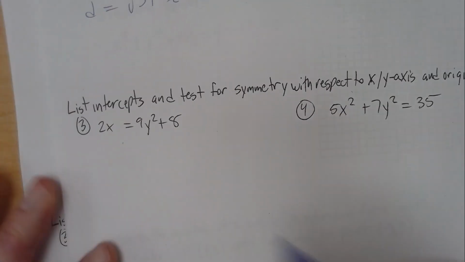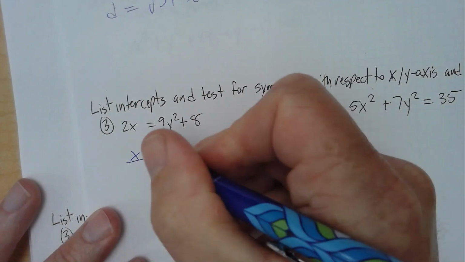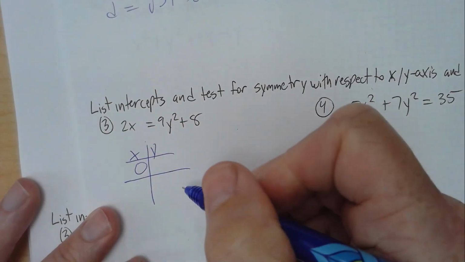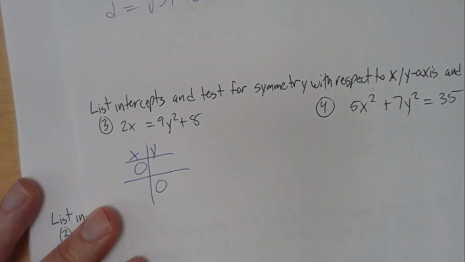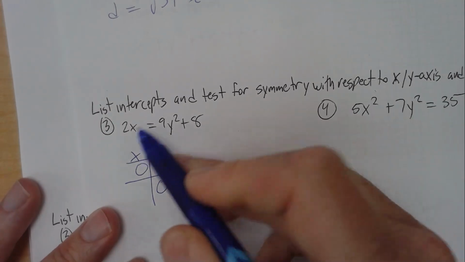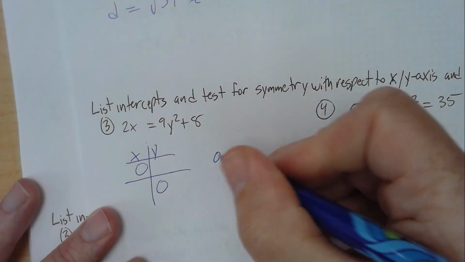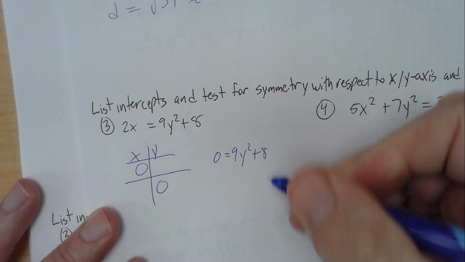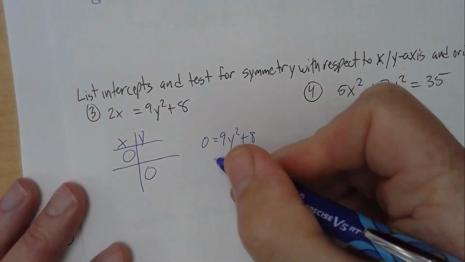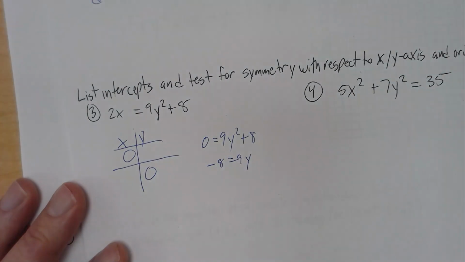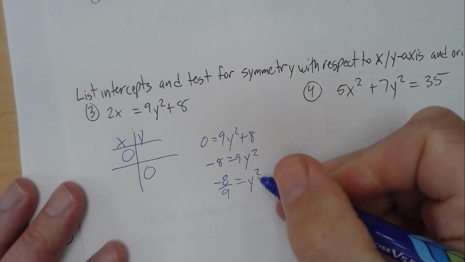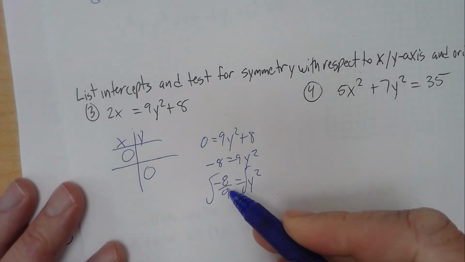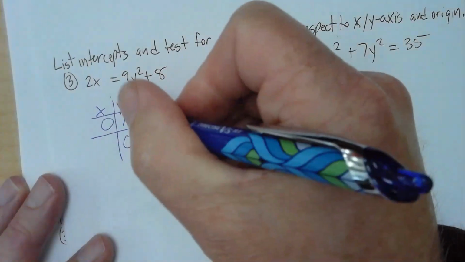Okay, so intercepts first. We do the diagonal 0 trick. Put 0 in for x, figure out y. Put 0 in for y and figure out x. So we put 0 in for x, this goes away, and we get 0 is equal to 9y squared plus 8. Subtract the 8 over. Divide by 9. Take the square root. Oops, I'm taking the square root of a negative number. You can't do that. So there's no answer for that.